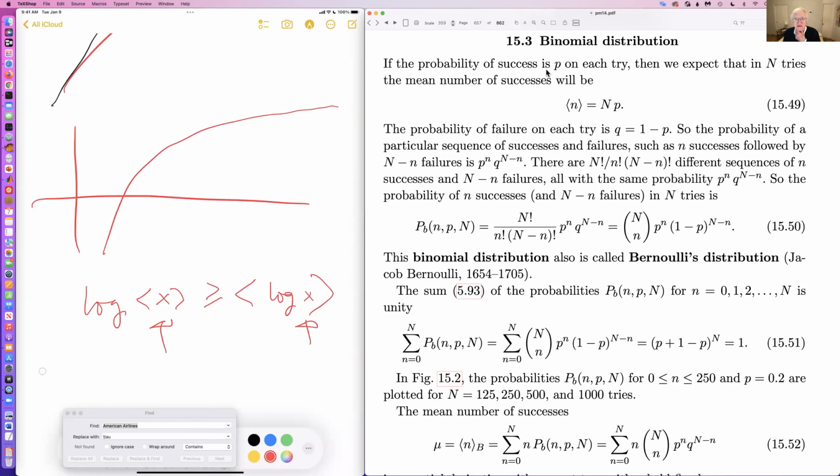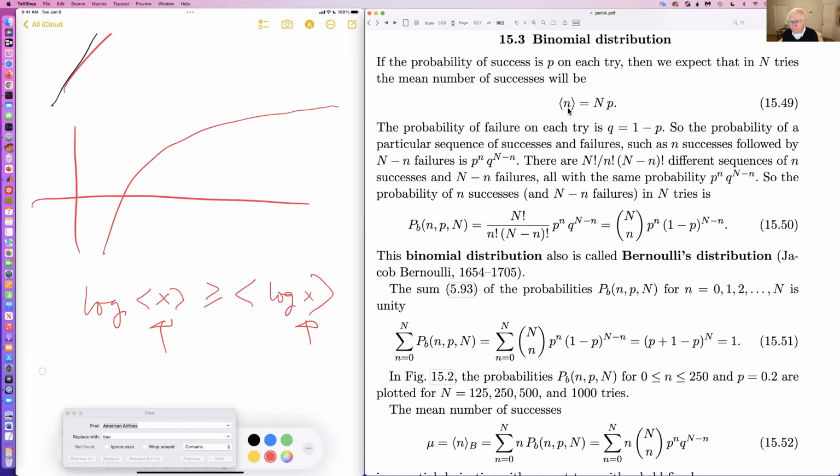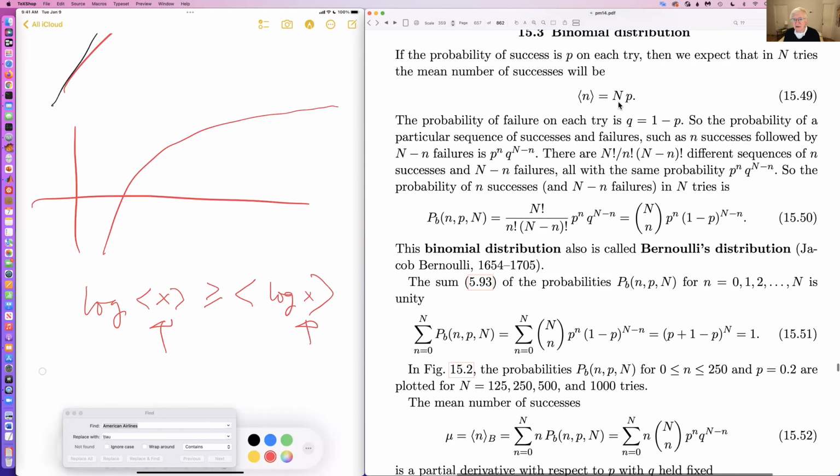And so what you have is the probability of success is P on each try. You have capital N tries, and so the average number of successes is NP. And the probability of failure on each try is conventionally written as Q, and it's 1 minus P.